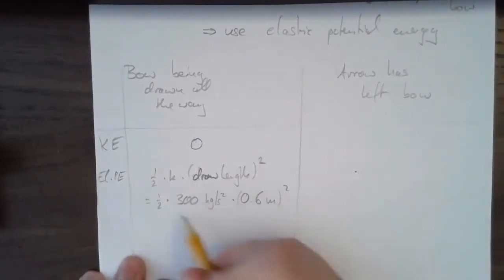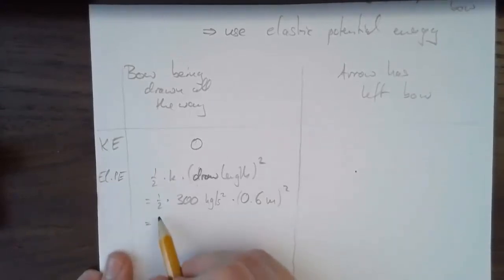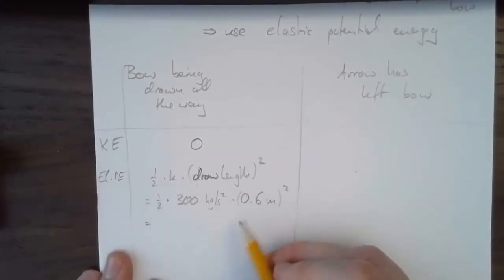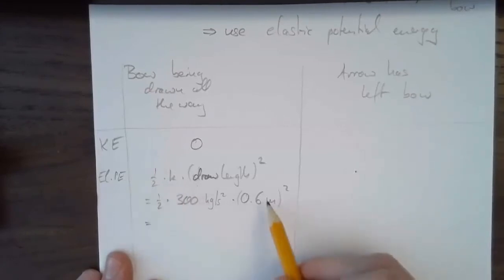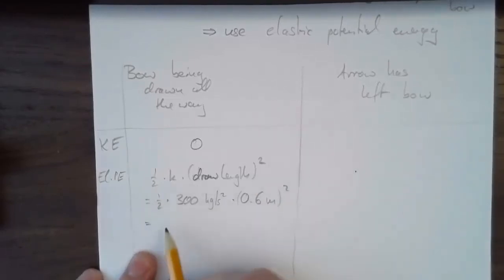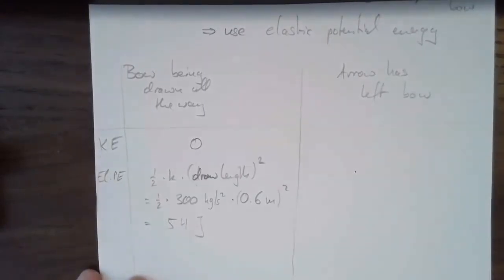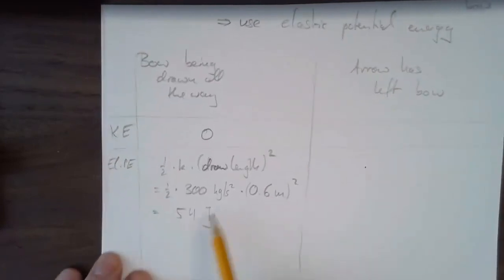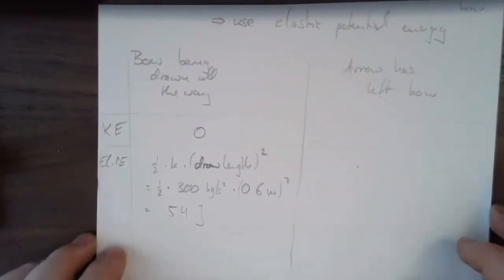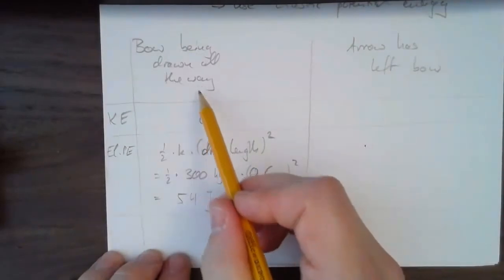Note that I'm converting this to meters because joules is defined in terms of meters. Okay, we can actually work this out numerically. This is going to be 0.6 squared is 0.36 times a half times 300. That's 150 times 0.36, which, if I'm not mistaken, comes to 54 joules. And that makes the total energy at the beginning, while the bow is all the way drawn.